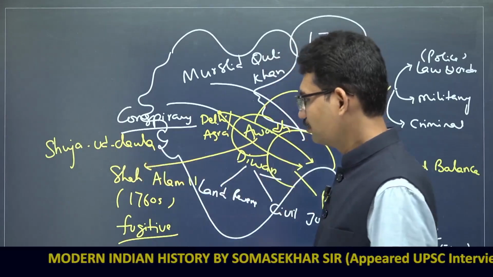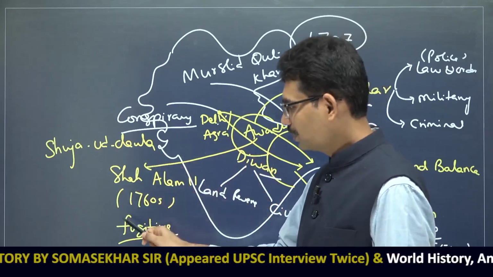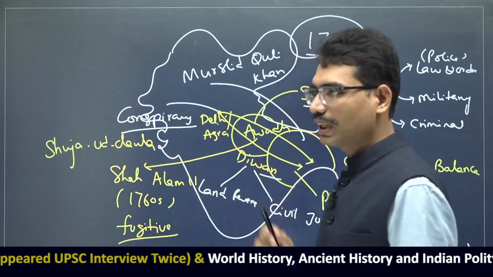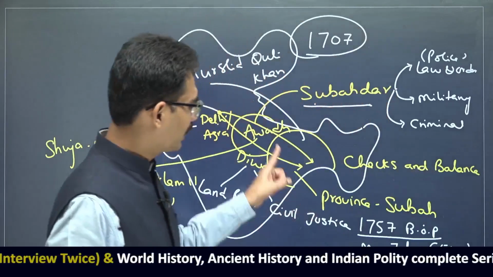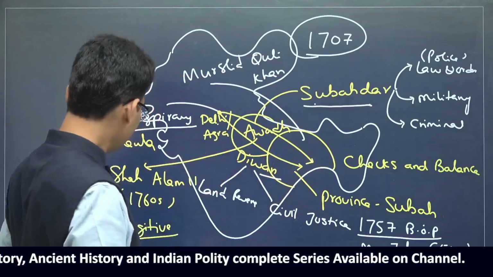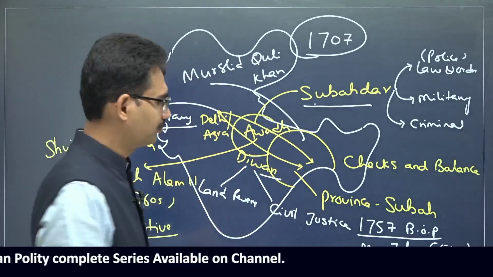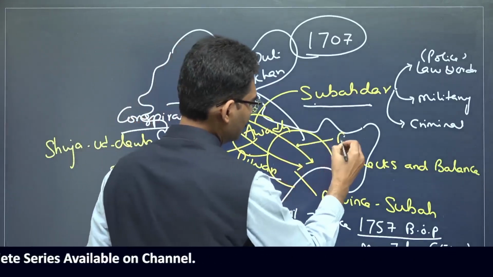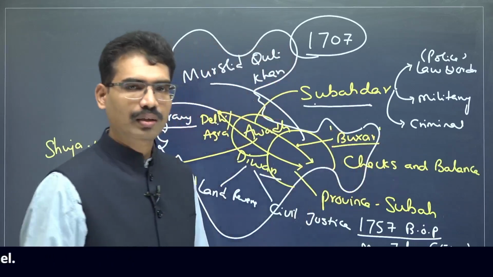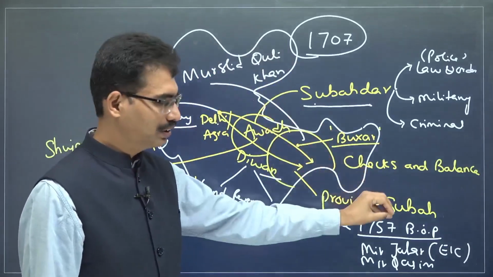Shujauddaulah is Awadh. Shah Alam II, the Mughal emperor, was a refugee or fugitive in the court of Shujauddaulah. Now Mir Qasim wanted to get back his kingdom. He went to Awadh and made an alliance. This alliance led to the Battle of Buxar. Buxar is a place in Bihar. But what happened? This alliance collapsed, defeated by the East India Company.